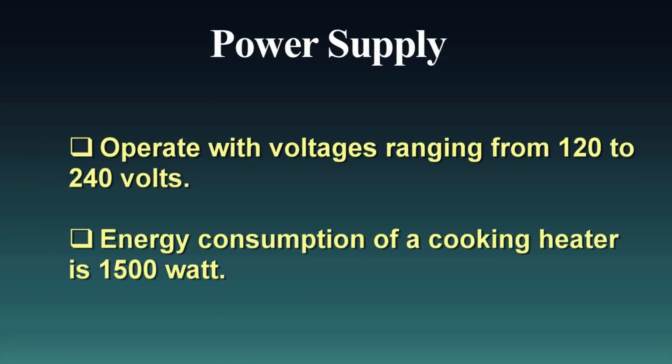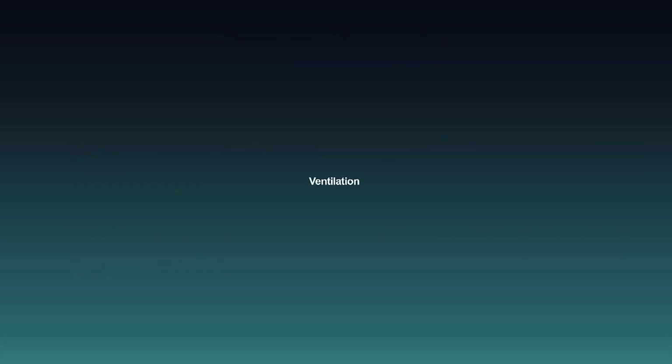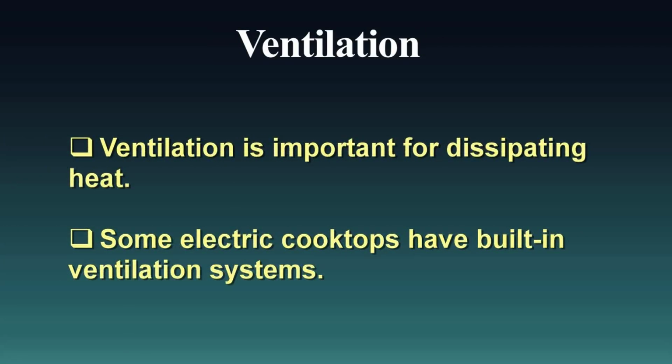Power supply. Electric cooking heaters are designed to operate on standard household electrical systems. Typically, the voltage rating is from 120 volts to 240 volts, and the energy consumption of a cooking heater is 1500 watts. Ventilation. Proper ventilation is important for dissipating heat generated by an electric cooking heater. Some electric cooktops have an inbuilt ventilation system or exhaust fans to enhance airflow and remove cooking odors and smoke.